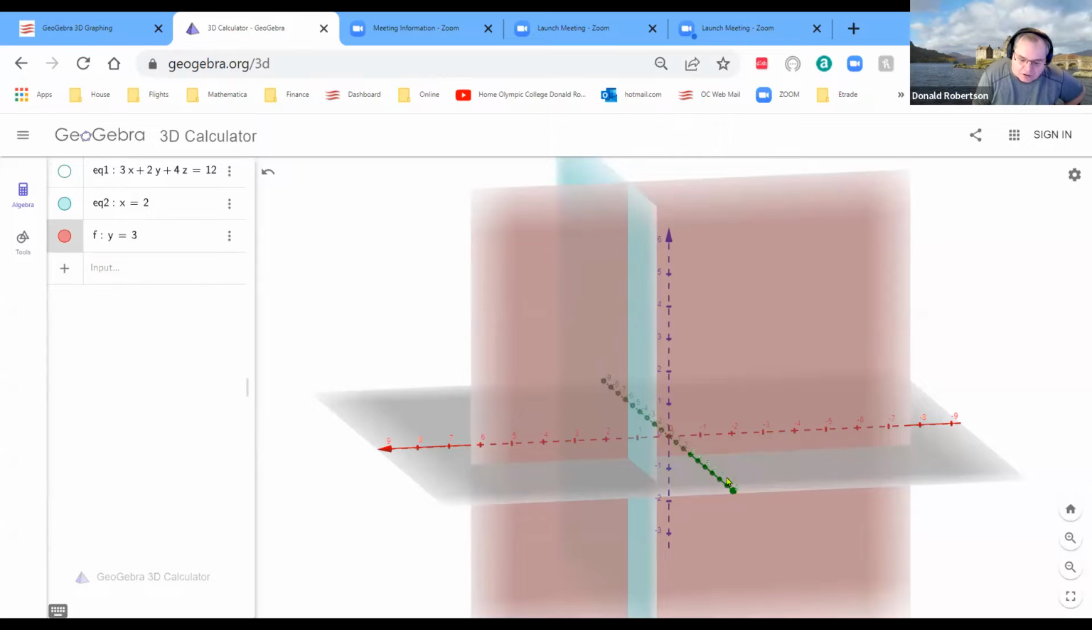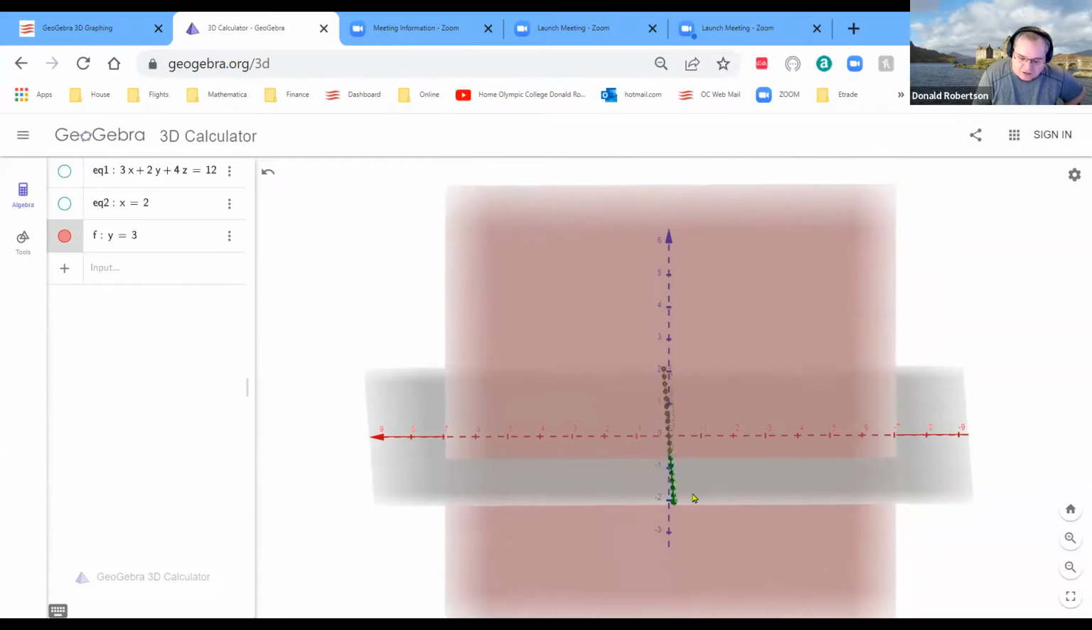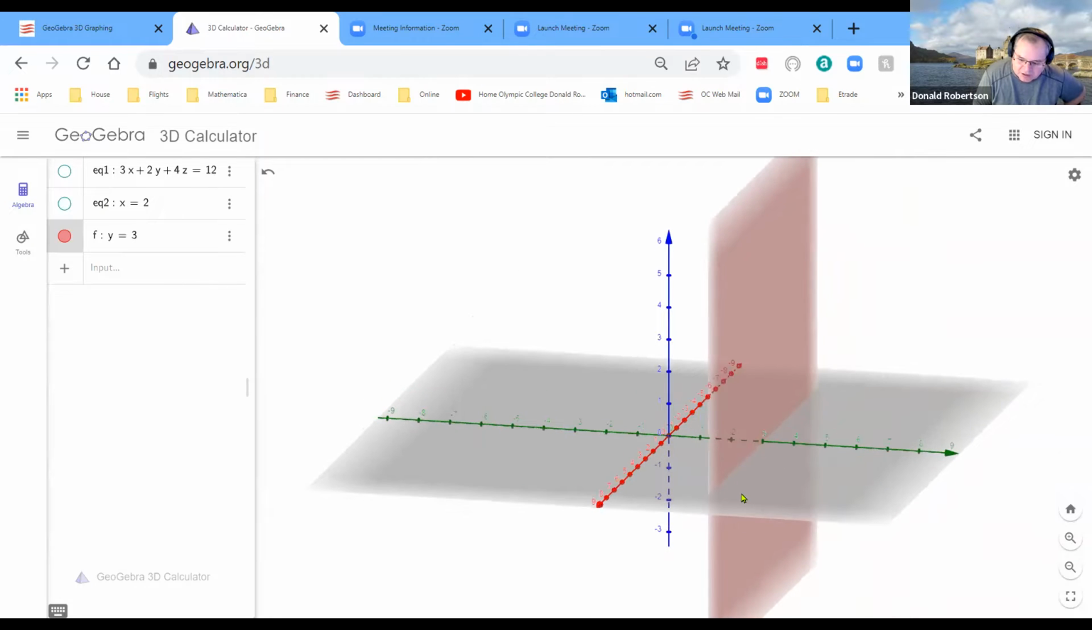And if I orientate it correctly, I probably should hide this one. If I orientate it correctly, can you see the 3 on the green? You see it there? So if you only have one variable, x, y, or z, don't you get a vertical or a horizontal plane? And what would the horizontal plane be?